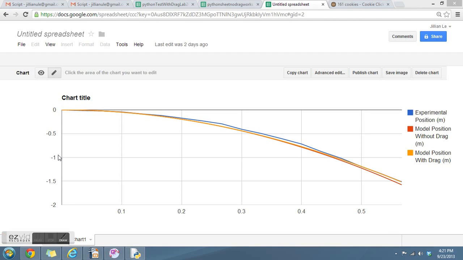This final graph plots both of the computational models that we did, with the drag force and no drag force, and the experimental values all on the same graph. And as you can see, the model introducing drag is a much more accurate representation of the experiment.